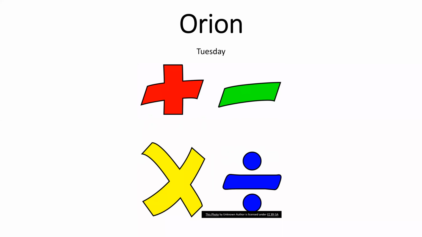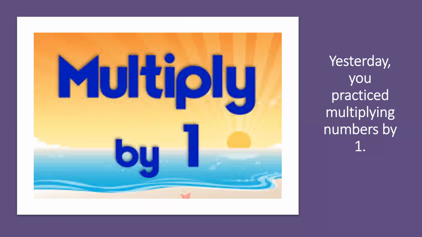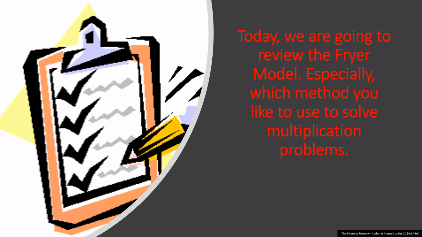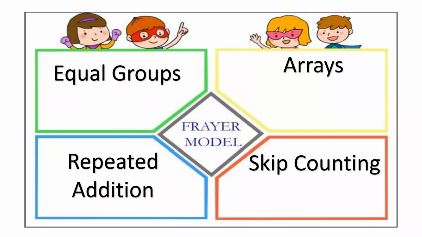Happy Tuesday, Orion. Welcome back to math. Yesterday you practiced multiplying numbers by one. Today we are going to review the Frayer model, especially which method you like to use to solve your multiplication problems. But first, let's review the ways we can solve. So we have equal groups, arrays, repeated addition, and skip counting.